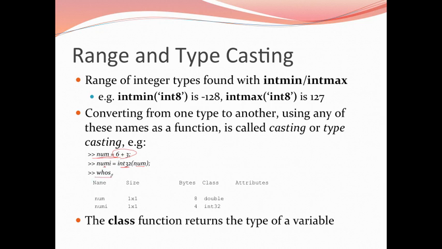And you can see that with whos. It shows that the variable num is the type or the class double, and the variable num_i is the type or the class int32. So again, by taking this variable and passing it to the int32 function, it makes it the type int32, and that's again called casting or typecasting. You can use the class function to tell you what type any variable is.